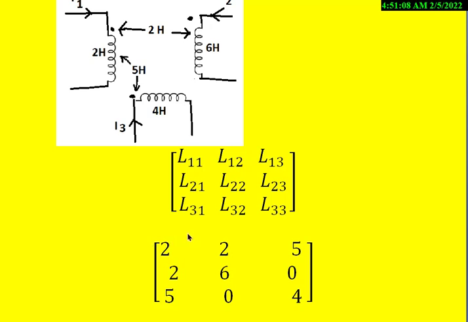L11 means 2 Henrys, L12 means the mutual inductance between these two is 2 Henrys, and here the current enters the dot in both the cases, so it comes under dot rule 1. So we put here plus. Then L13, here also current enters in both the coils at the dot, so the mutual inductance will get only the positive sign, so we get here 5.